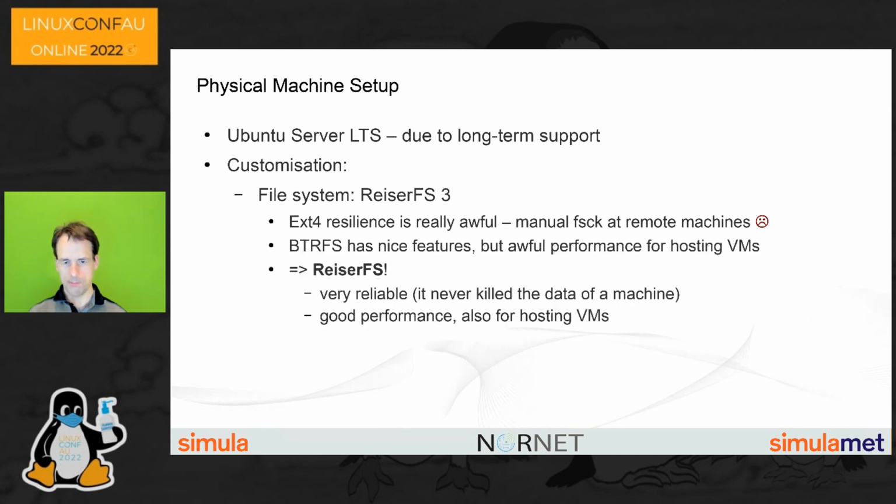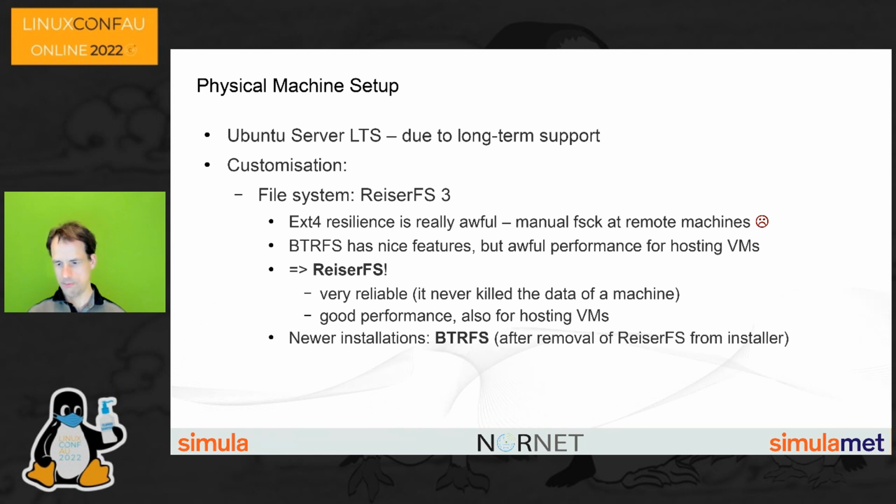ReiserFS actually has a bit of a bad image because it's named after the author of this file system, who killed his ex-wife. But actually his file system is quite good. So it never killed our data. And particularly it never needed manual file system checks at boot time, which is a quite important property, because if the remote machine wants a manual file system check on the console, it's quite annoying. We have to have the people at the remote site do this for us, but not with ReiserFS. So therefore, we started with ReiserFS.